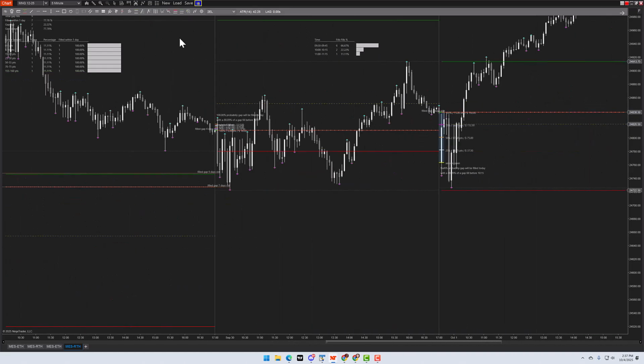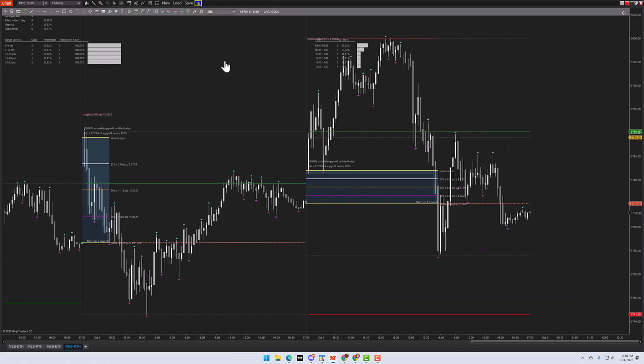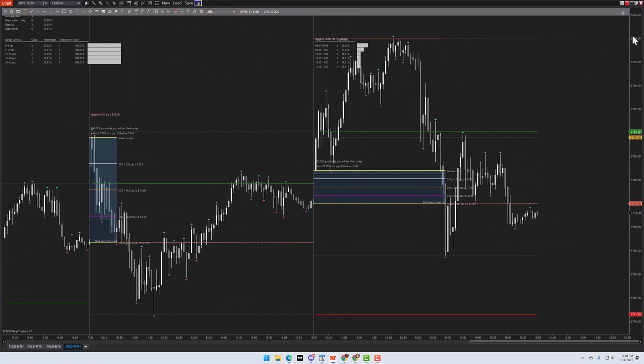Let me switch back to the MES. I'm going to go back and forth between the two. So let me pause for a sec. Okay, I've switched back to the MES here. Again, 5 minute. I've got a toolbar up here, right? Because I use that. That is the first thing I load on every chart by default.